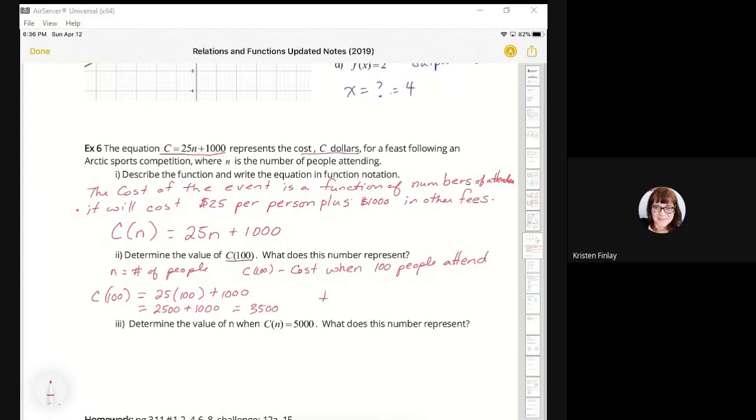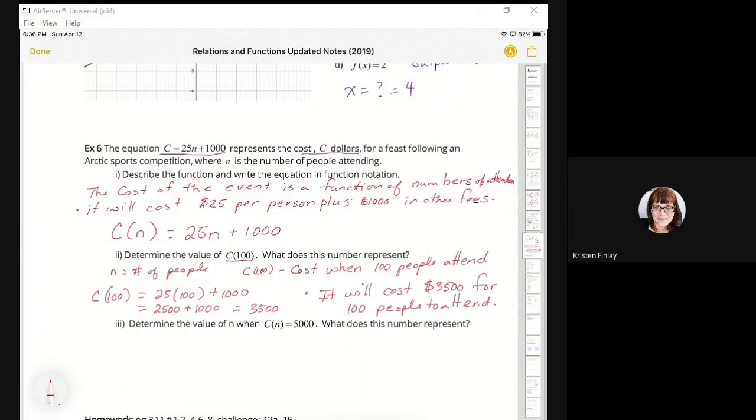Okay, so we will say it will cost $3,500 for 100 people to attend.